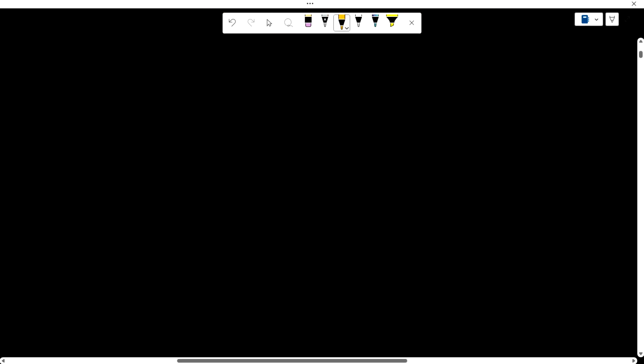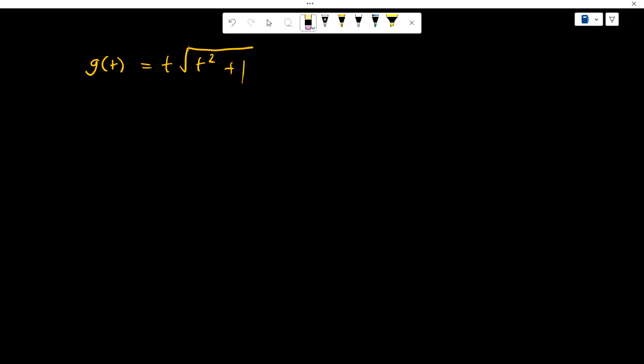Let's look at another example so that we can get the concept. Let's say we have g(t) which is equal to t times the square root of t squared plus 1. So here you can see that we do have two functions that multiply each other. So what does that mean? It means that you're going to use both the product rule as well as the chain rule, right?